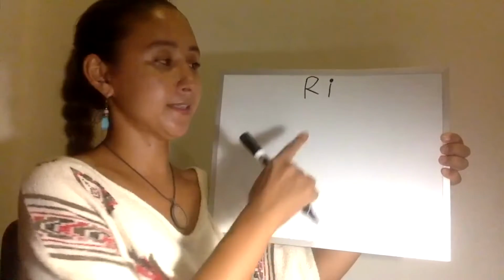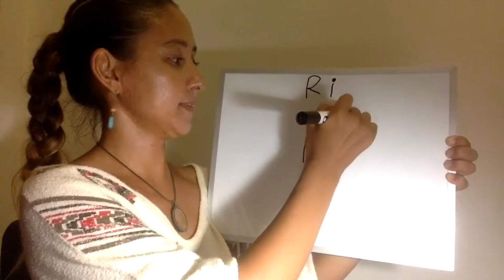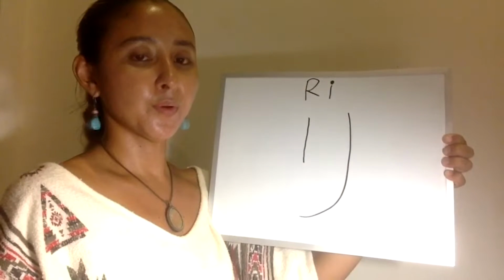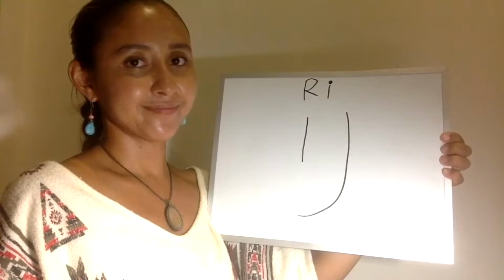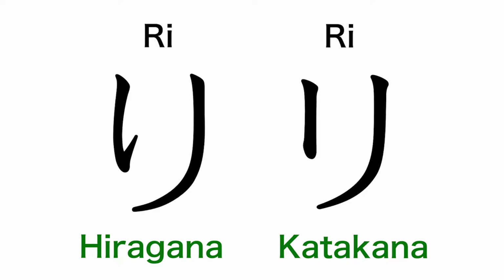Next one is li. 1, 2. Li, li. So Hiragana ri and Katakana ri are very similar as well, as you see.